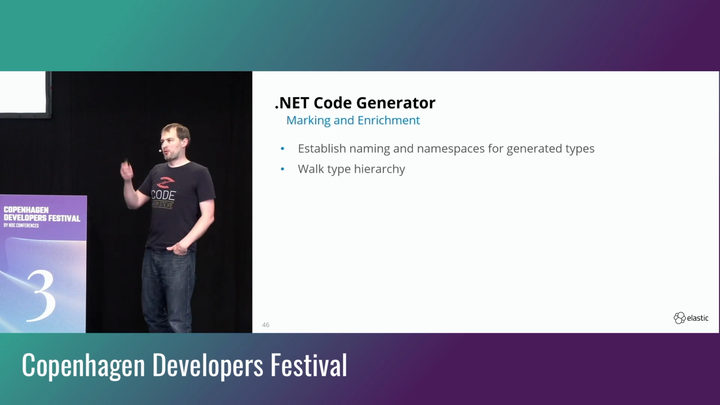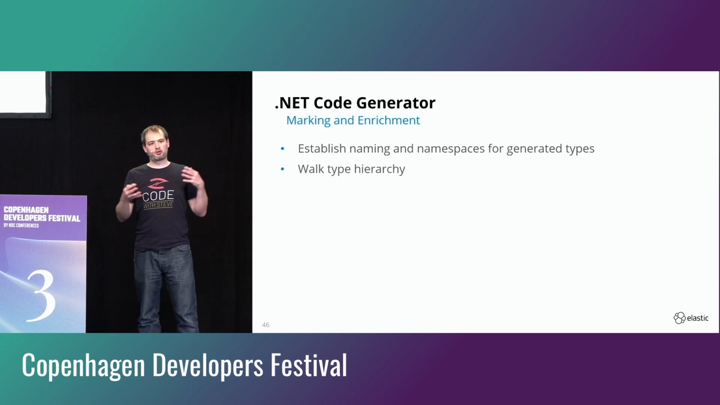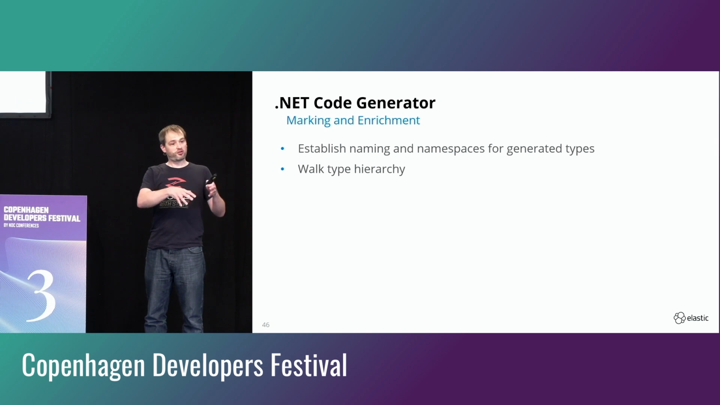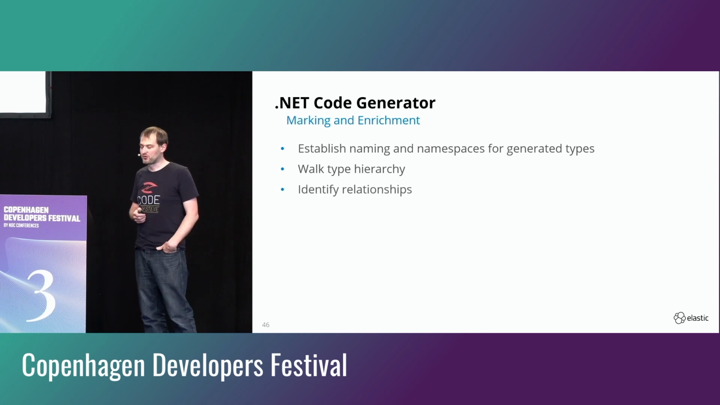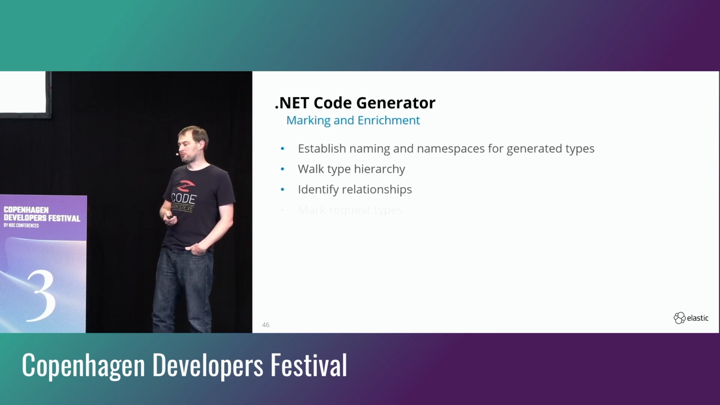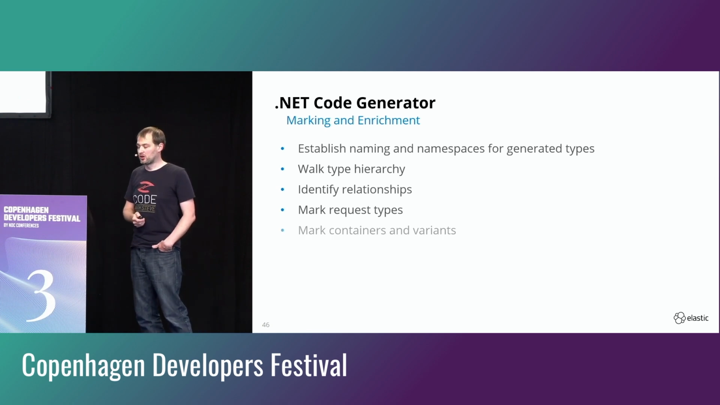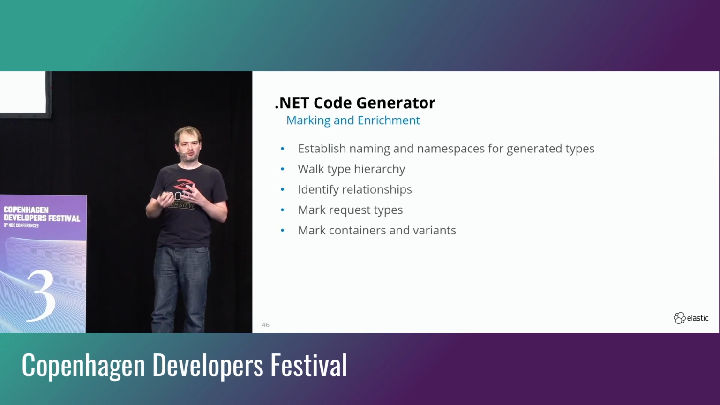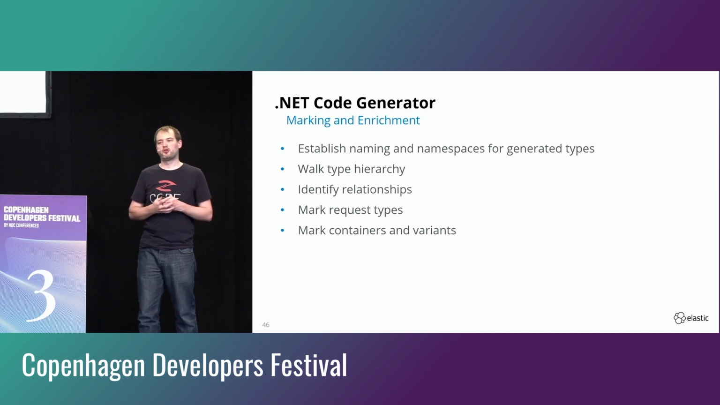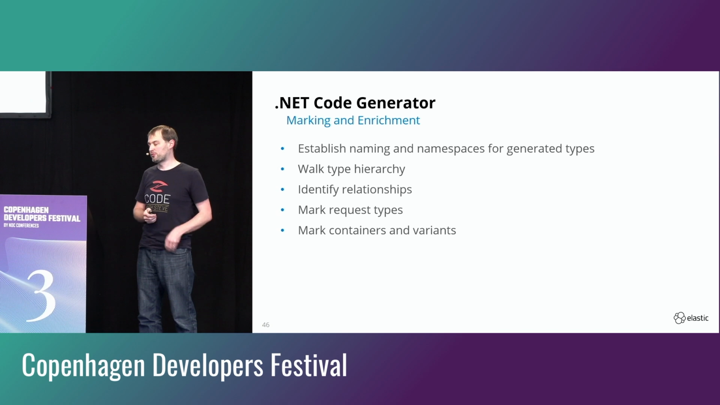We then walk the type hierarchy. So what are all of the requests and responses? What are all their properties? What are the types of those? We start attaching things so you can navigate this schema quite nicely through the C# code behind the scenes. We then identify all the relationships. We mark everything that might be used in a request because those need to be user settable properties. We then look for all those containers and the different variant types that we have defined in our spec and work out how we're going to deal with those. So we have to build up some additional information for them.